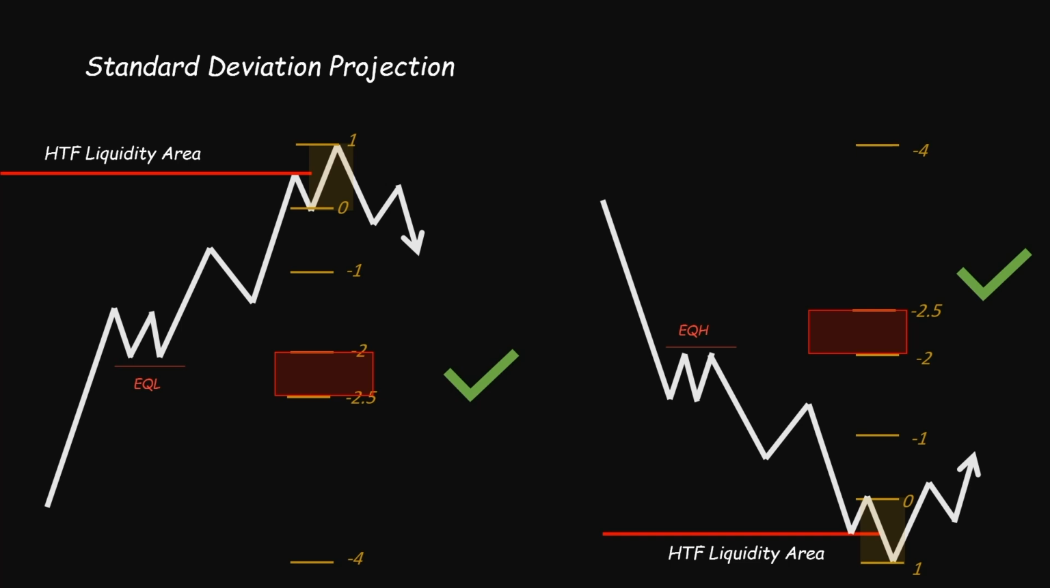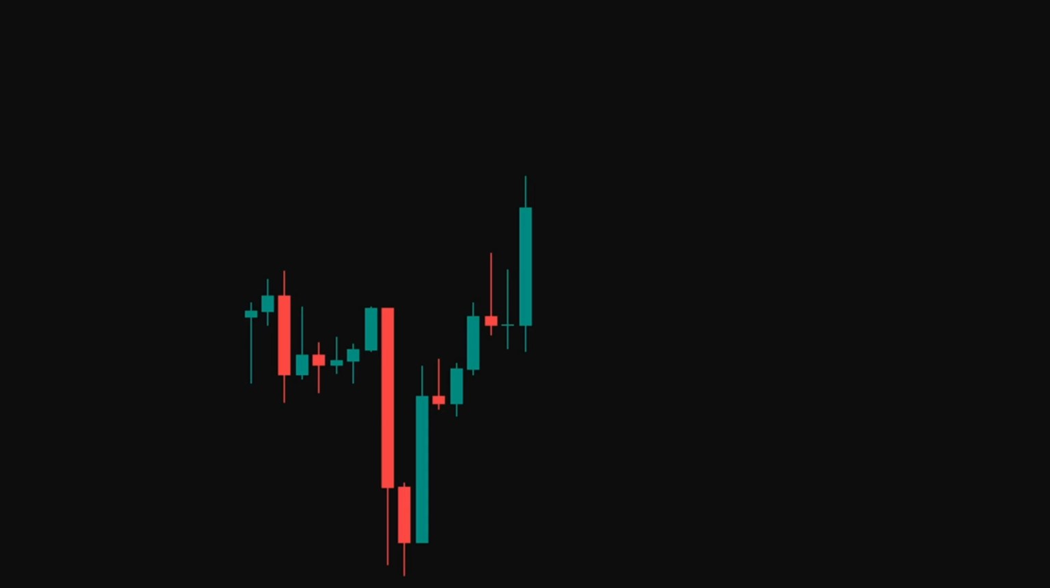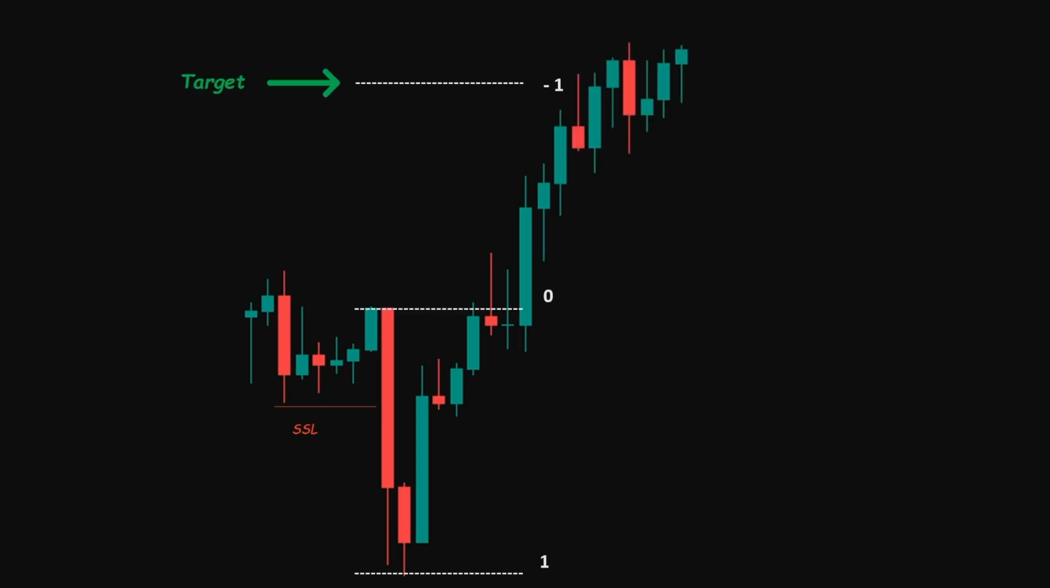Now, if the manipulation leg is huge, like it covers a massive range, I don't expect price to reach -2 or -2.5. In that case, I usually aim for around the -1 level instead. It's safer, more realistic, and still gives you solid profits. And just remember, standard deviation isn't a signal. It's not telling you to buy or sell. It's just a tool for confluence, helping you add precision to your trades.